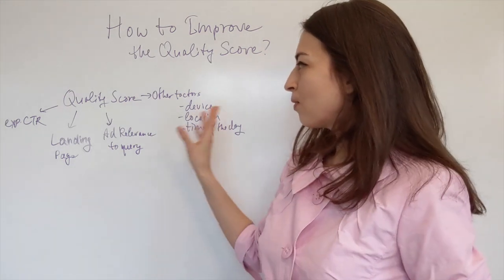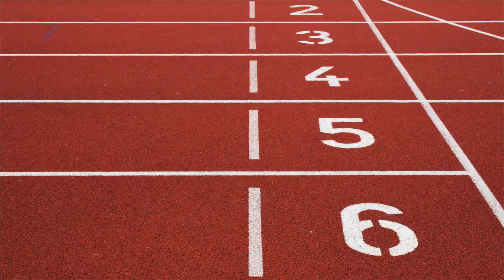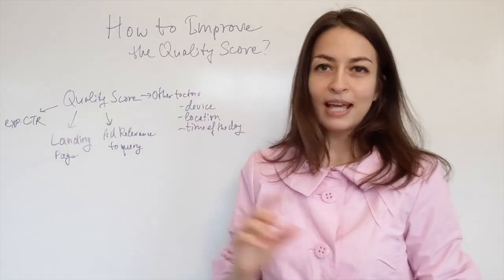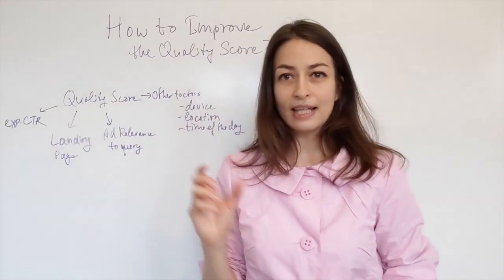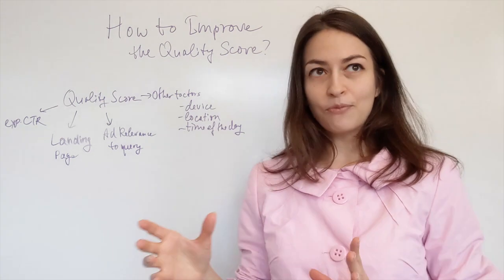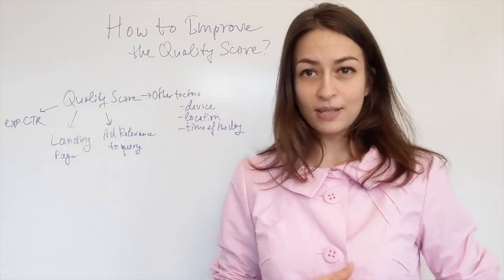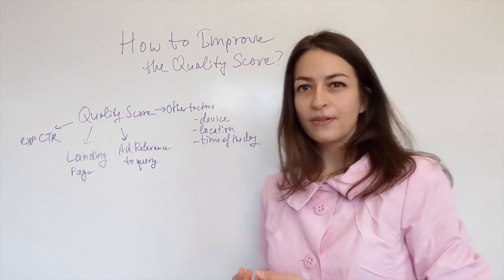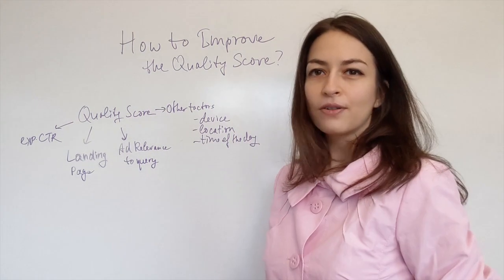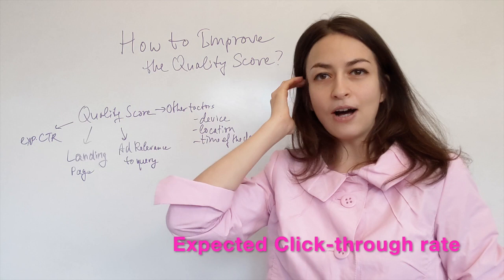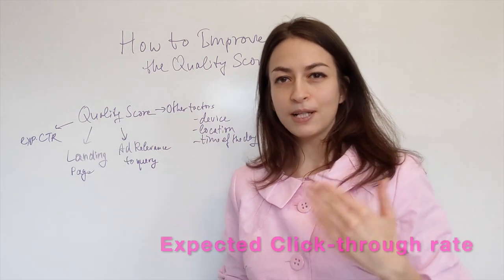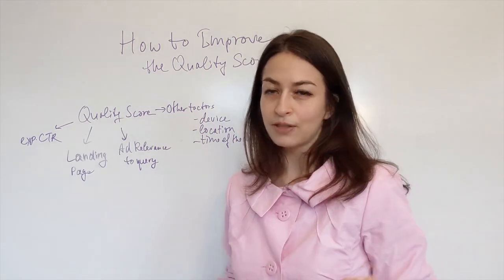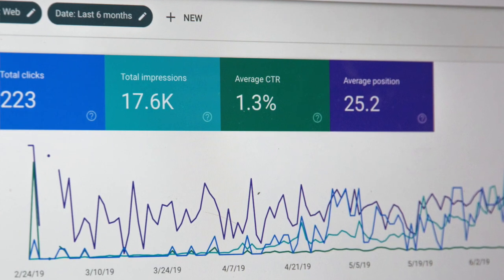So the quality score is composed of several factors. It's 1 to 10, and it's determined every single time your ad is eligible to show, every single time your ad is eligible to participate in an auction. So what does quality score actually compose of? Several factors. Expected click-through rate: of the people who typically see your ad, how many of them are expected to click. This is based on your historical performance.